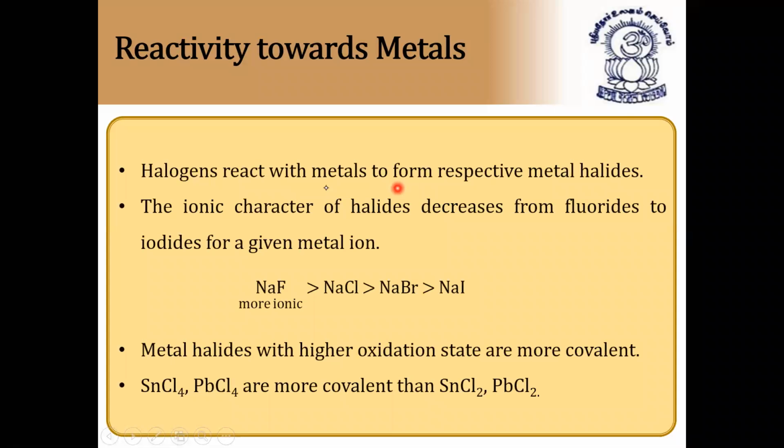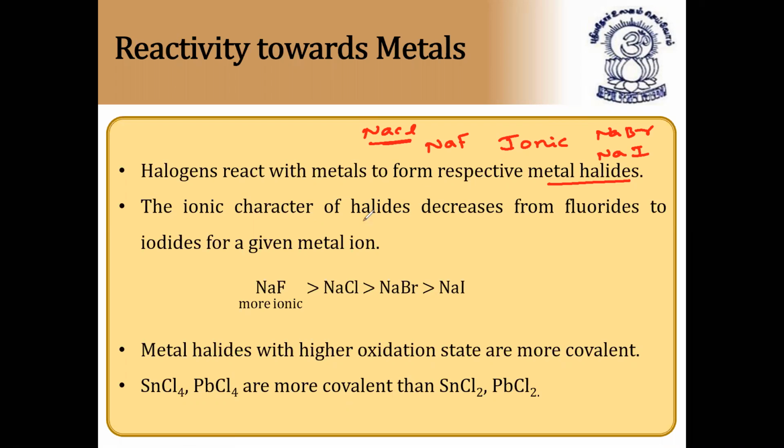Reactivity towards metals. Halogens readily react with metals to form their respective metal halides because metals have a tendency to lose electrons and halogens have a tendency to gain electrons. And these metallic halides are ionic in nature. Sodium chloride is ionic, sodium fluoride is ionic, sodium bromide is ionic, and sodium iodide is also ionic in nature. So halogens react with metals to form respective metal halides.